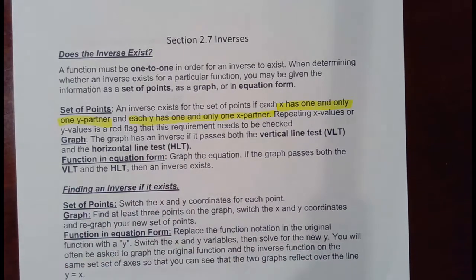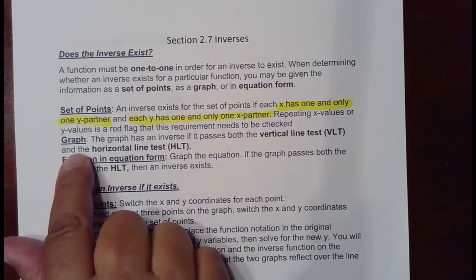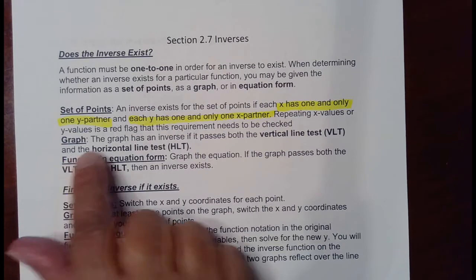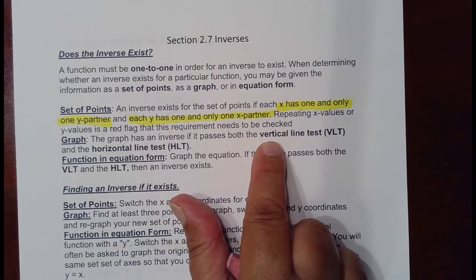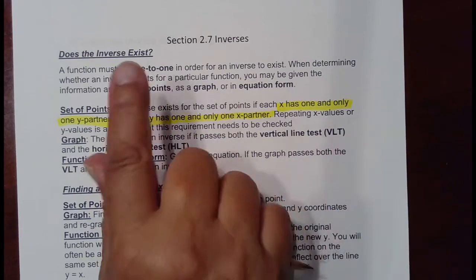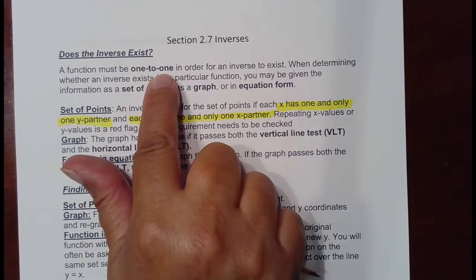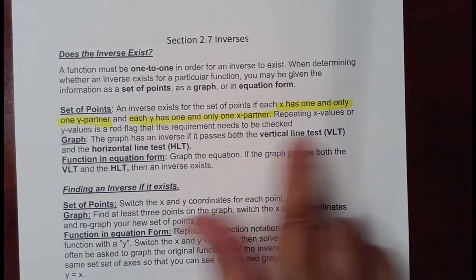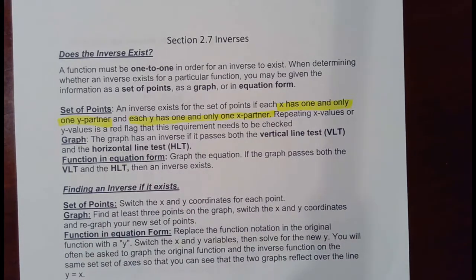Remember that to pass any kind of line test, the line you're using can only pass through the graph once, and then we say that the graph passes that particular line test. In order for a graph to be one-to-one, it has to pass both of these. And then you know that there actually is an inverse that exists, and then you will go and find it.